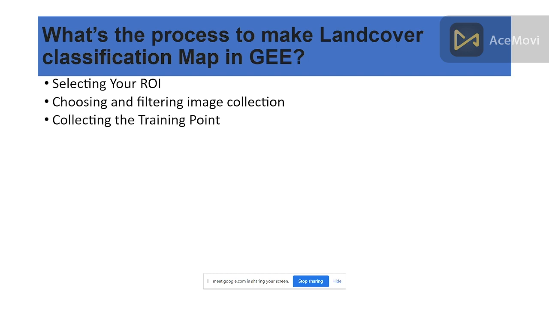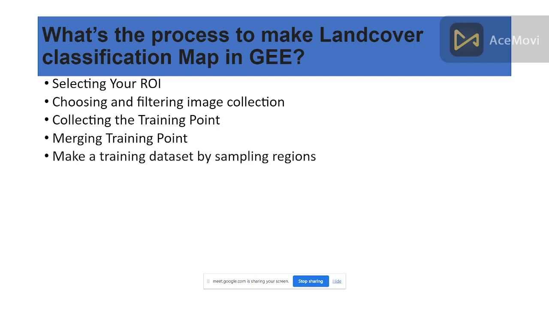After that, you need to collect the training points. You can take training points for water body, for vegetation, for built-up area, and for cropland. All of those classes which you want to classify, just simply take the training points from these satellite images. After that, you need to merge all of those training points together. All of those training points you can simply merge and store in one variable.